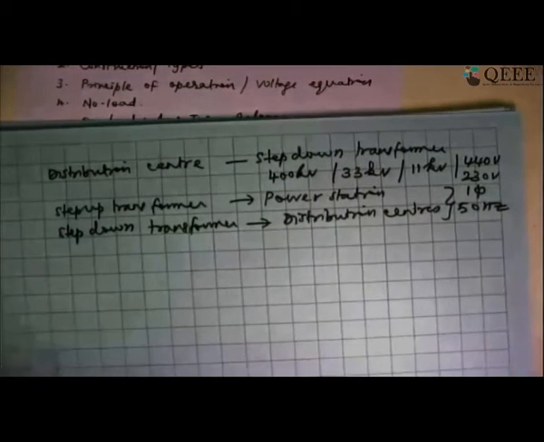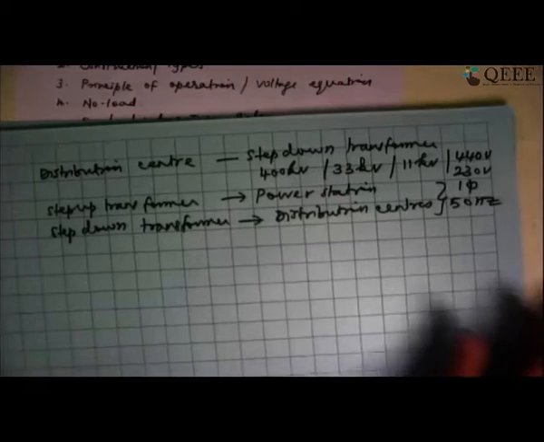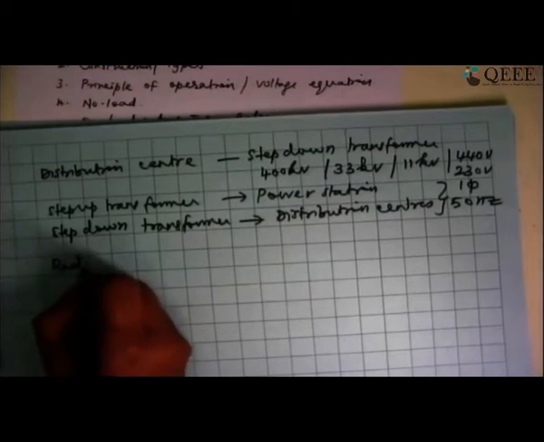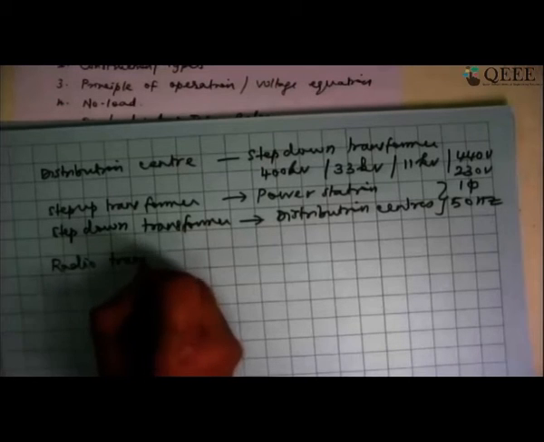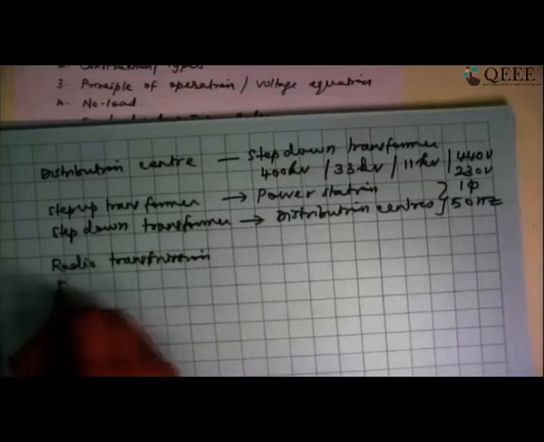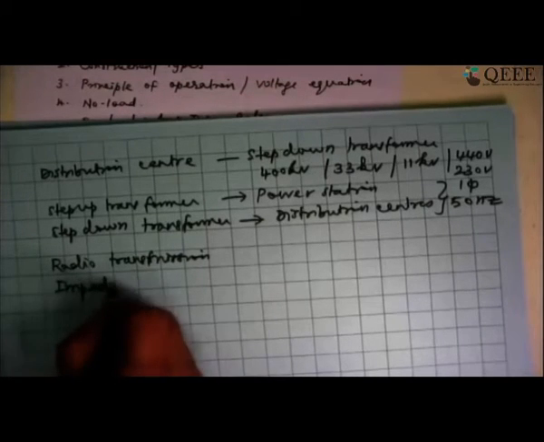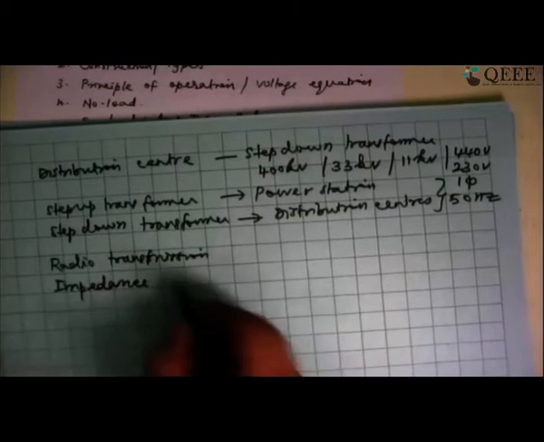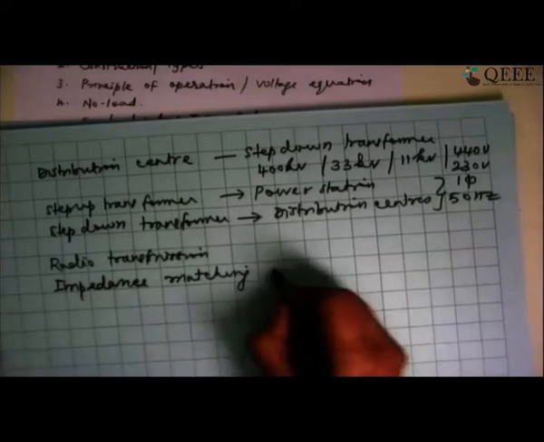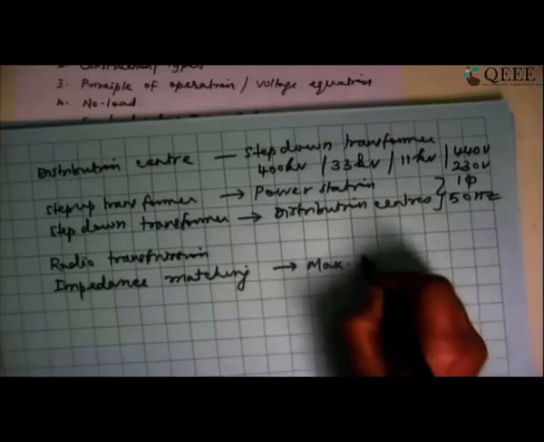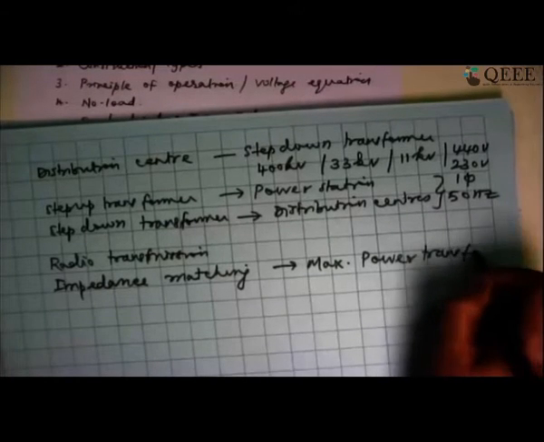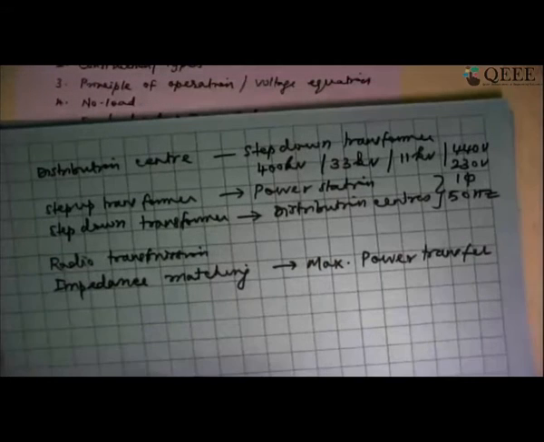Whereas we have transformers in other applications also. For example, for radio transmission, we may require a high frequency transformer. We may require some impedance matching, that is between the input and output impedance. If I have to match the two impedances so that maximum power transfer takes place, this will happen again if I have a transformer in between.